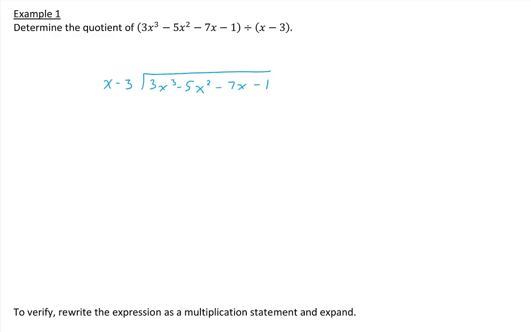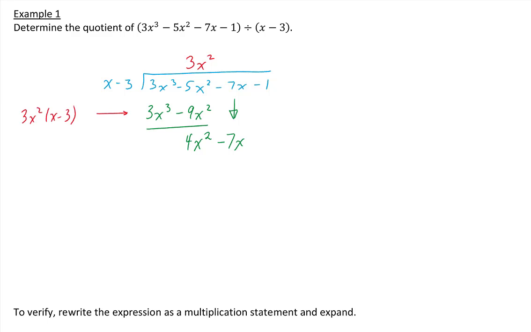So what do I need to multiply x minus 3 by in order to get a 3x cubed? If I take 3x squared and multiply it by x minus 3, I'm going to get the following expression. I'm going to get 3x cubed, if I expand those brackets, minus 9x squared. And now I subtract. 3x cubed minus 3x cubed equals 0, and negative 5x squared minus negative 9x squared gives me 4x squared. Same as long division, I bring the next term down, so that's the minus 7x.